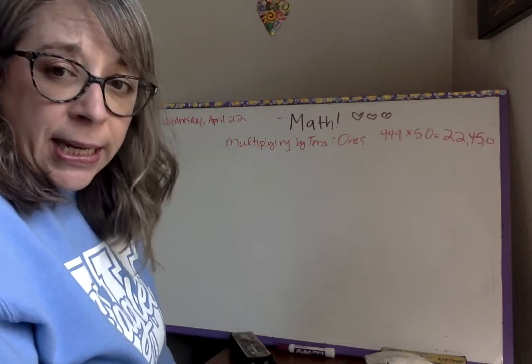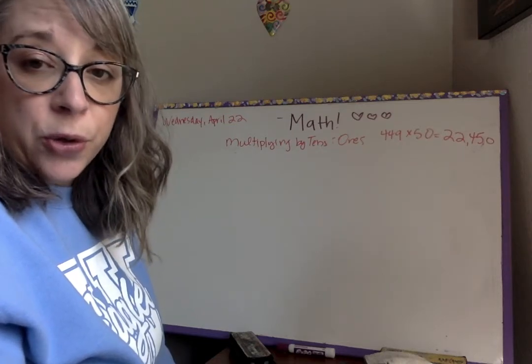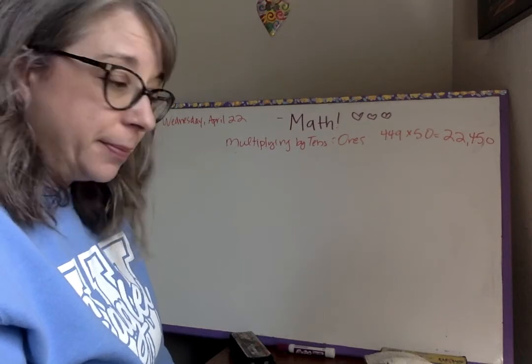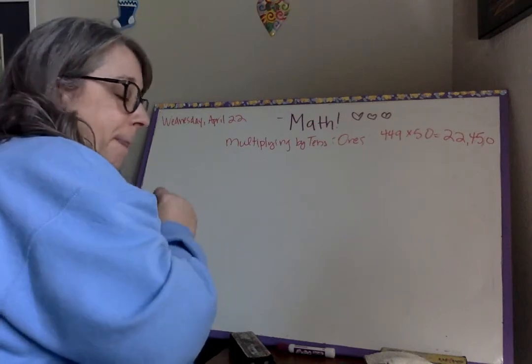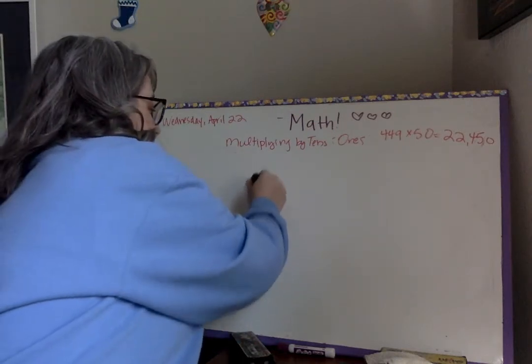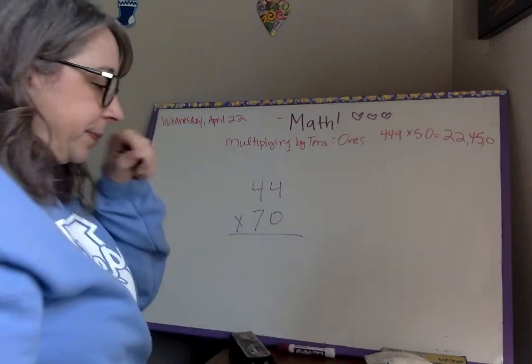So I'll make you a deal beginning of next year. If you wanted, we can throw in the partial quotient multiplication, and we can do that, because I actually kind of like that. So let's do 44 times 70. Okay.